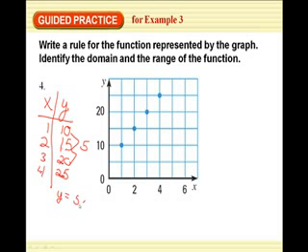We're going to go 5x plus 5. And remember, I just did 5 times 1, and then I add 5. 5 times 2 is 10, add 5. So there's my rule. And a lot of times it's just guess and check, and it sometimes can stump you, make you think for a little while.